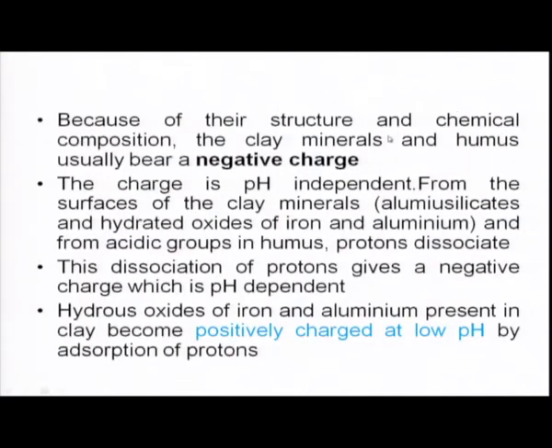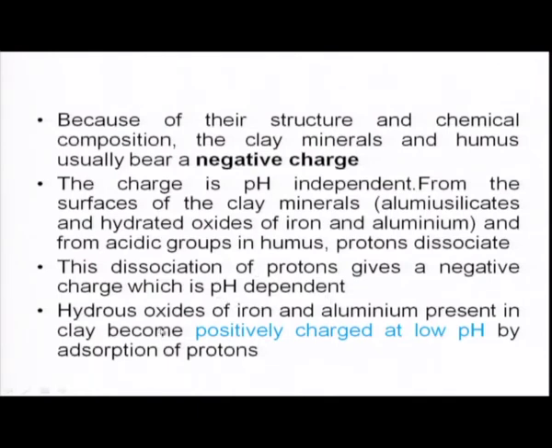Because of their structure and chemical composition, the clay mineral as well as humus material, which contain carboxylic acid and OH groups, usually bear a negative charge. The charge is pH dependent: from the surface of the clay mineral, that is aluminum silicate and hydroxide oxides of iron and aluminum, and from acidic groups present in humus, protons dissociate and provide negative charge. This dissociation of protons gives a negative charge which is again pH dependent, whether it is acid medium or alkaline medium.